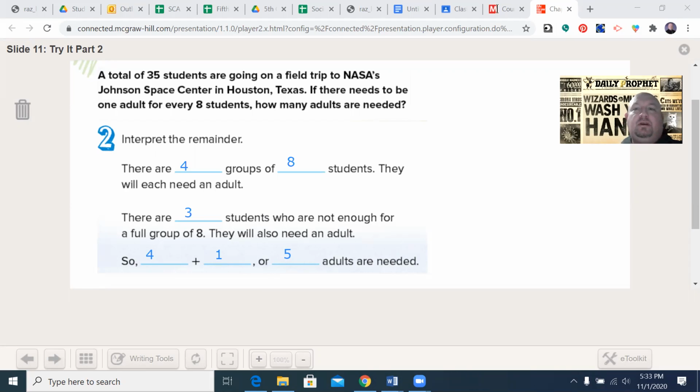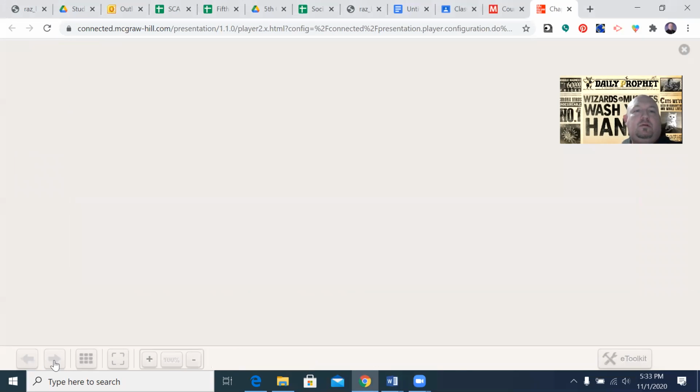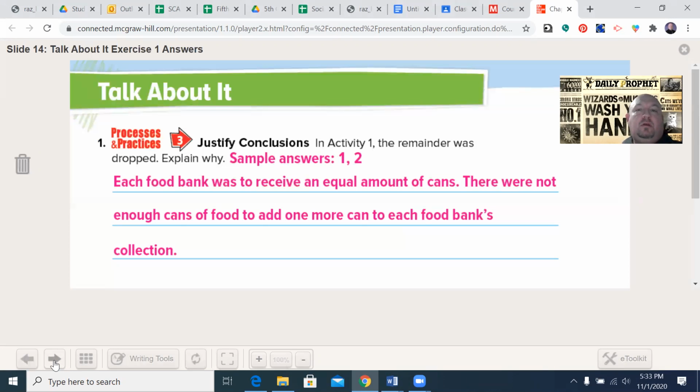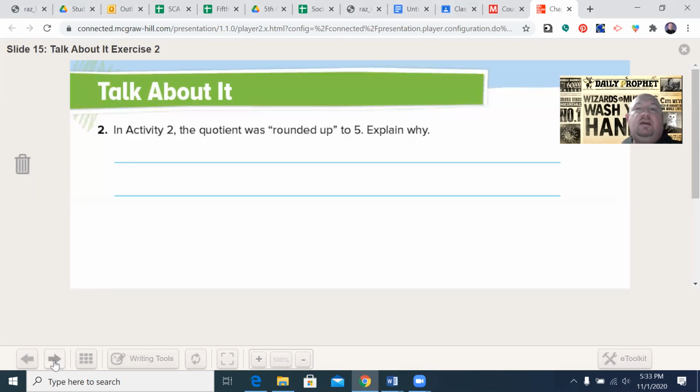So let me go ahead and clear the drawings here. In activity 1, the remainder was dropped. Why? Because apparently we did not want to give one entry more than the others. So we just kept that can. Activity 2 is rounded up. Why? Because you have to take all your students and you can't be mean and leave them behind. They will not be happy. There will be natural consequences for the teacher on that decision.